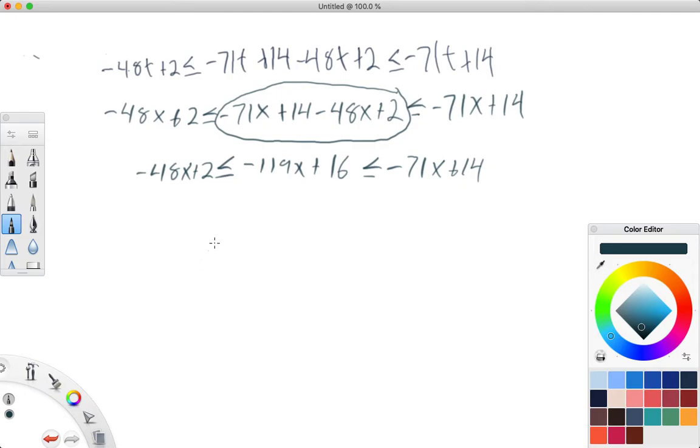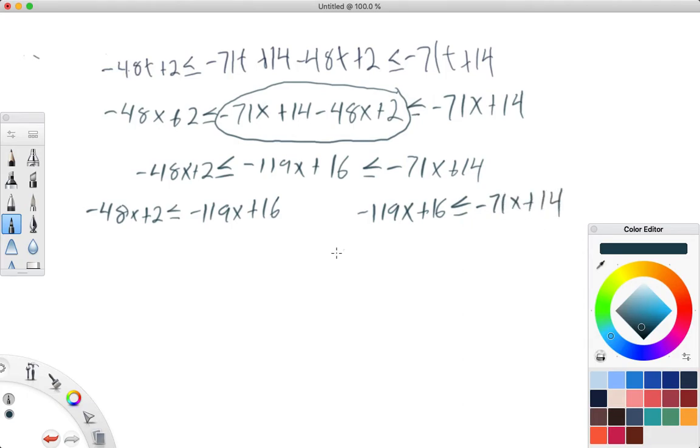So the way to do this, and I've said this before, but if you ever have a variable in all three parts, split this into two problems. So make it negative 48x plus 2 is less than or equal to negative 119x plus 16, as well as negative 119x plus 16 is less than or equal to negative 71x plus 14. Okay, and you just solve both of these.